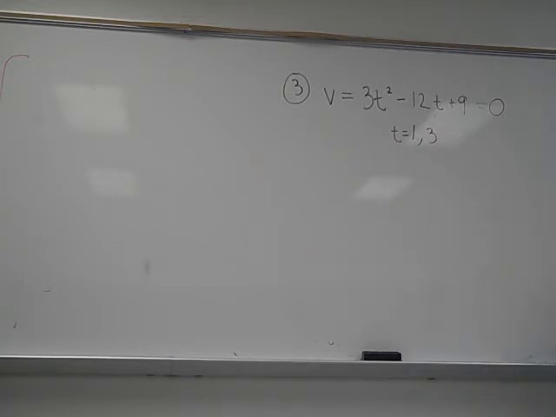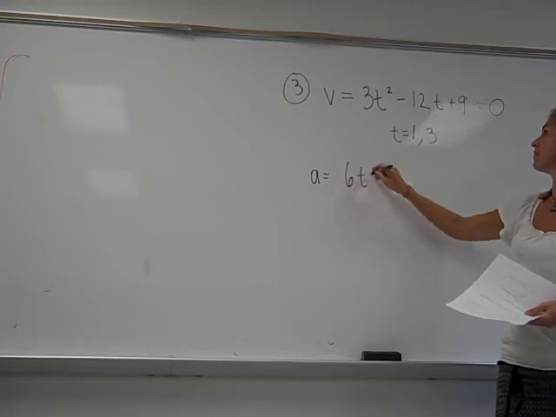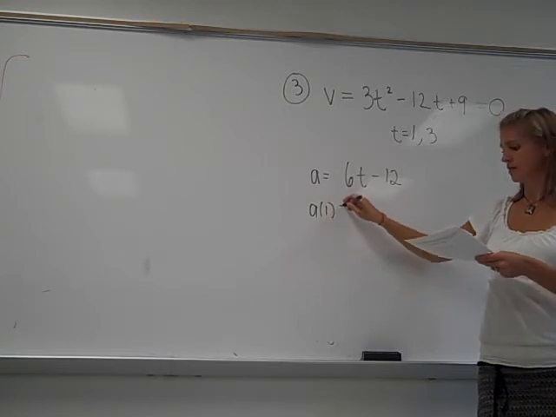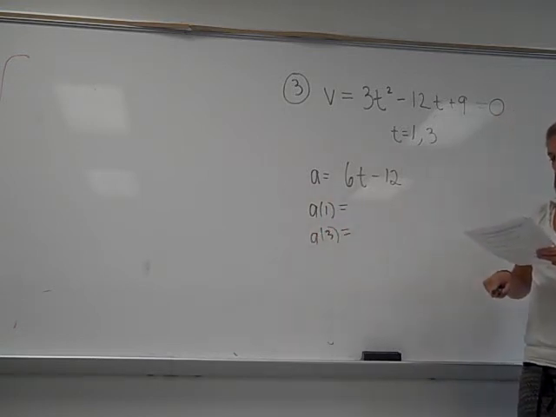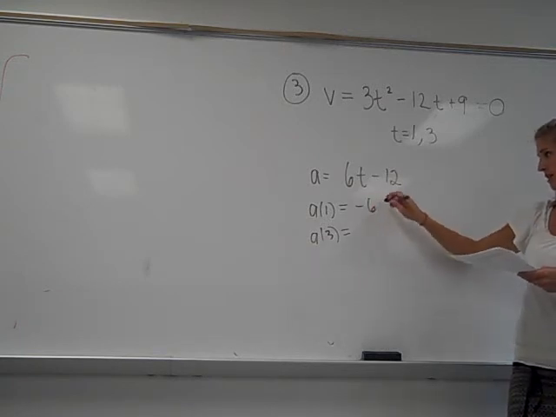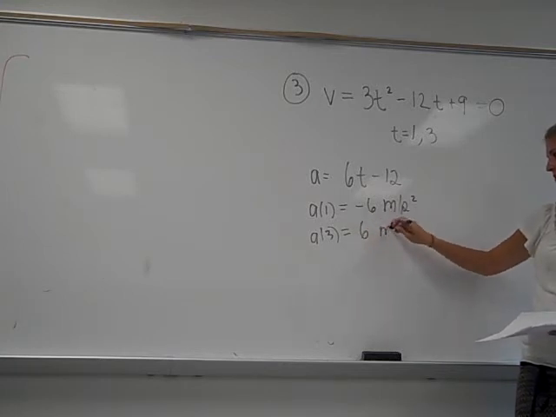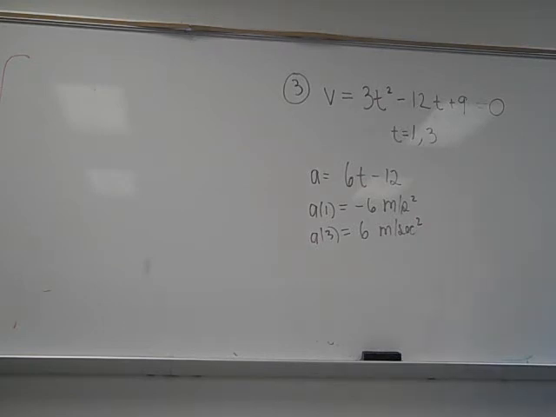And then what do I do with 1 and 3? Plug it into acceleration, which I didn't get yet, but I will. Acceleration is the derivative of velocity, so it's 6t minus 12. And acceleration at 1 and acceleration at 3 are easy. Acceleration at 1, I got negative 6 meters per second squared, and at 3, I got 6 meters per second squared. Is that okay?